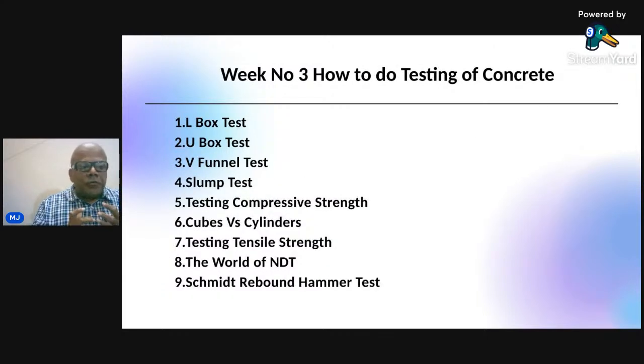Then the most important for us is testing of concrete. How do we test? We all talk about L box, U box, V funnel test, but then the moment we talk about cylinders, testing of cylinders and comparing them with cubes, the tensile strength testing, the whole world of non-destructive testing, the Schmidt hammer rebound. So we will cover all that in week number 3 of this program.